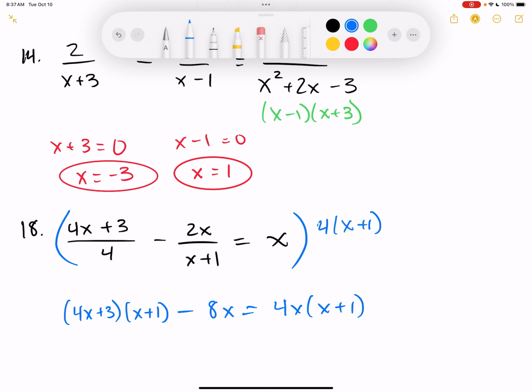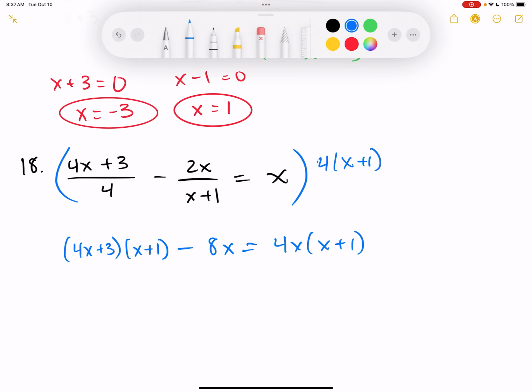And now I just need to multiply this stuff out and simplify it down. So over here, this is going to give me, let's see, 4x squared plus 4x plus 3x plus 3. So that's taking care of that whole thing. Minus 8x is equal to 4x squared plus 4x.